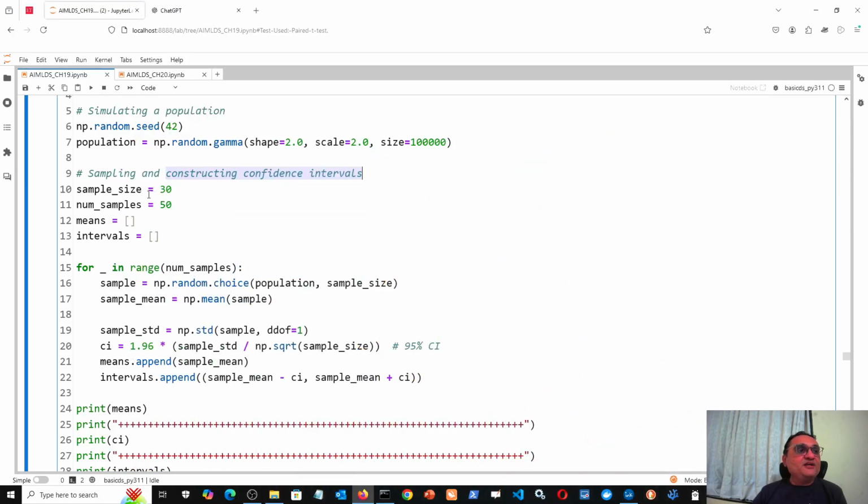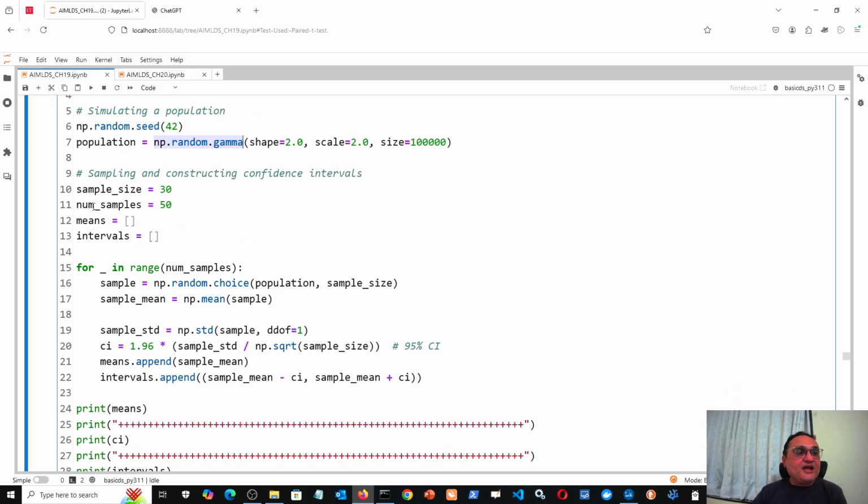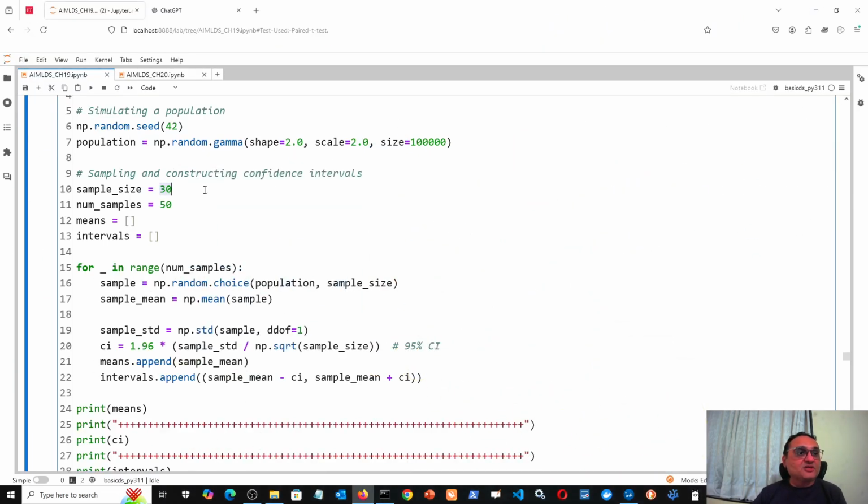So here we created one population like this. That population is not 1000, but actually 100,000 observations, right? And deliberately I have taken a non-normal distribution, a gamma distribution. Then we create a sample size of 30. As the central limit theorem says, any sample size of 30 or more is fine. That is the number of observations in each sample.